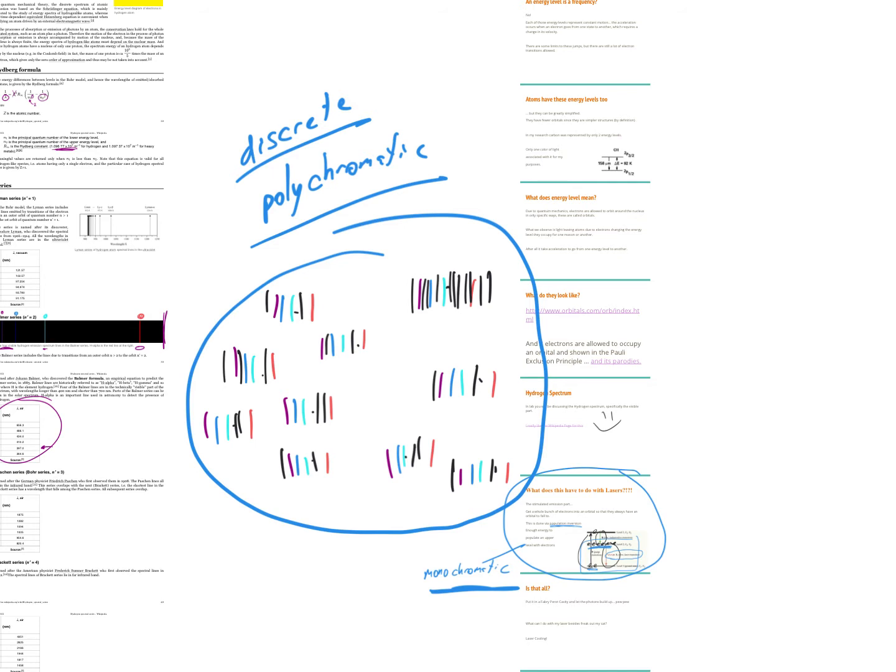We can also have a continuous spectrum of light. How do we get a continuous spectrum of light? Well, any continuous spectrum is definitely going to be polychromatic.